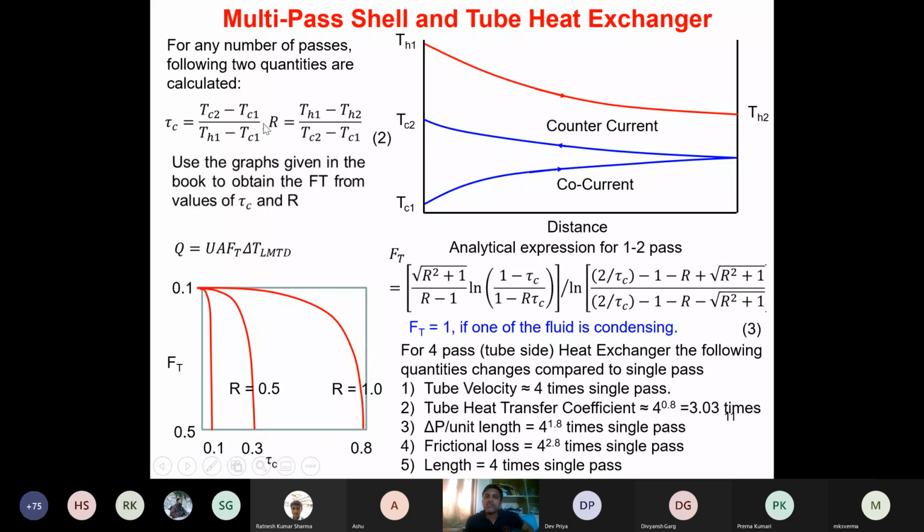Okay, so once you get this tau C and R, based on that you use this plot, and depending on whether it is 1-2 pass or 2-4 pass or 2-6 pass, you find out the F factor. So this F factor you find out corresponding to the values of R and tau C, and these individual plots are given for multiple configurations of shell and tube heat exchanger. So it could be for 1-2 pass, 2-4 pass, 2-6 pass, something like that. So based on the given configuration of your equipment, you find out the F factor, and then you use that F factor in this equation.